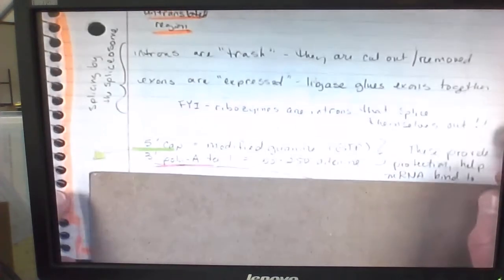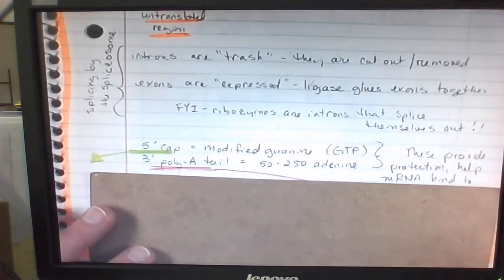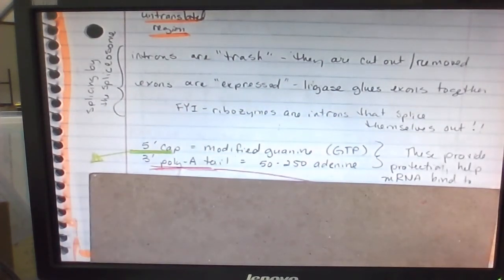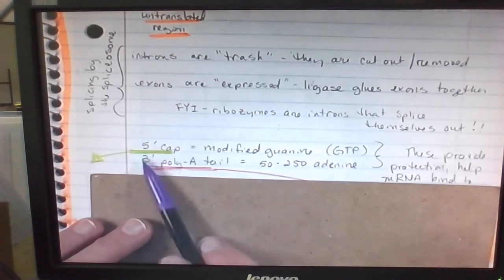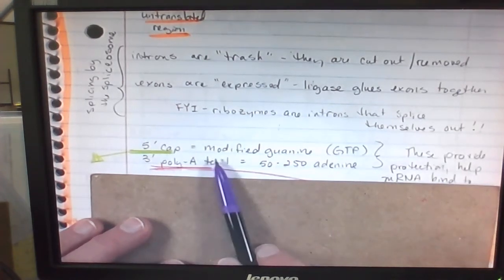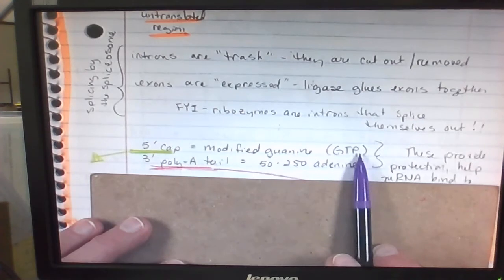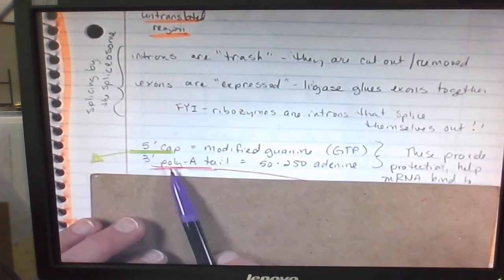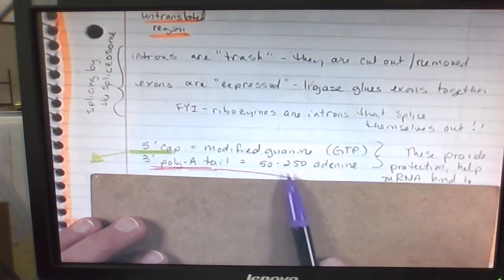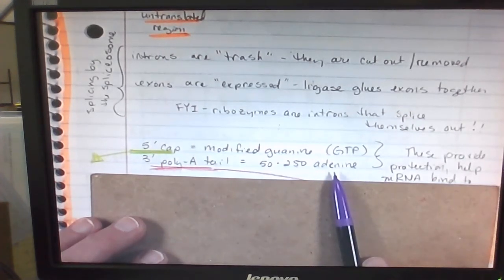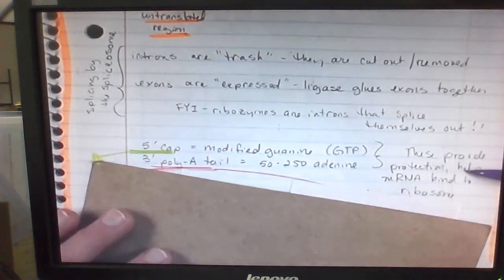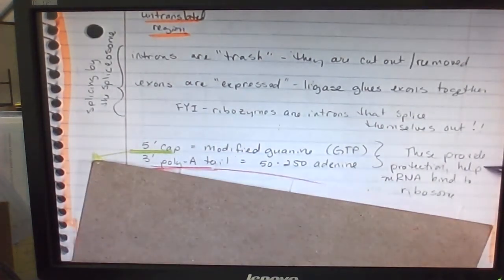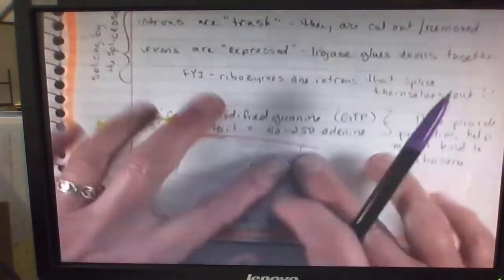Okay, so now that we have the introns and exons where they need to be, now we need to protect our messenger RNA strand. A 5' cap is added. It is a modified guanine, GTP. A 3' poly A tail is added. Poly means many. A stands for adenine. So the 3' poly A tail, that's 50 to 250 adenine molecules that are added. These not only protect the ends of our messenger RNA, but they help that messenger RNA strand to bind to the ribosome.